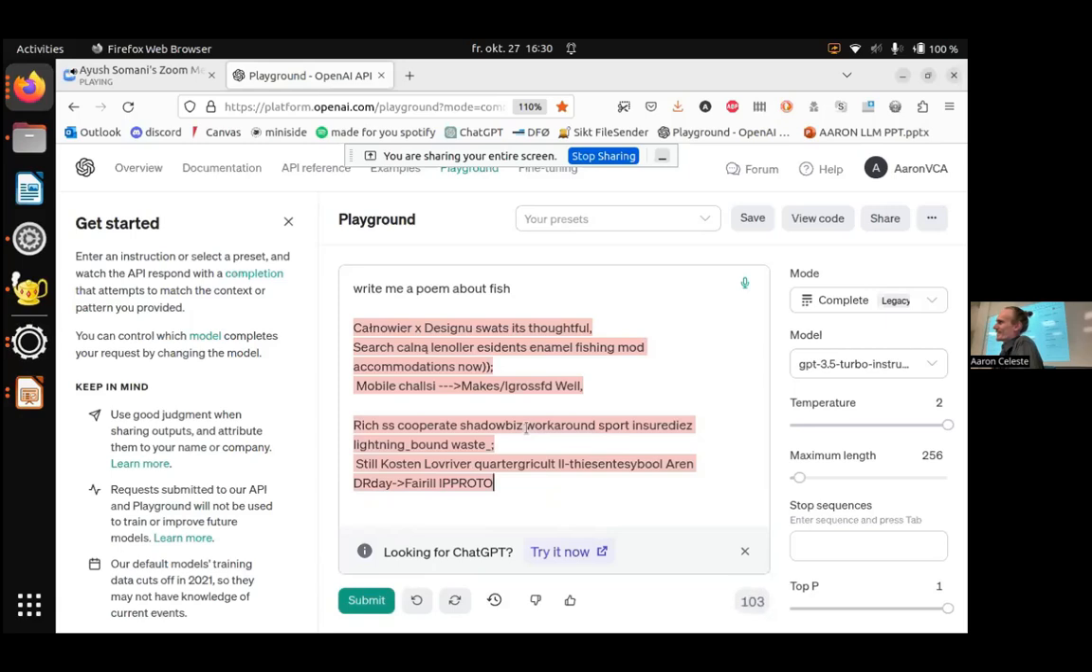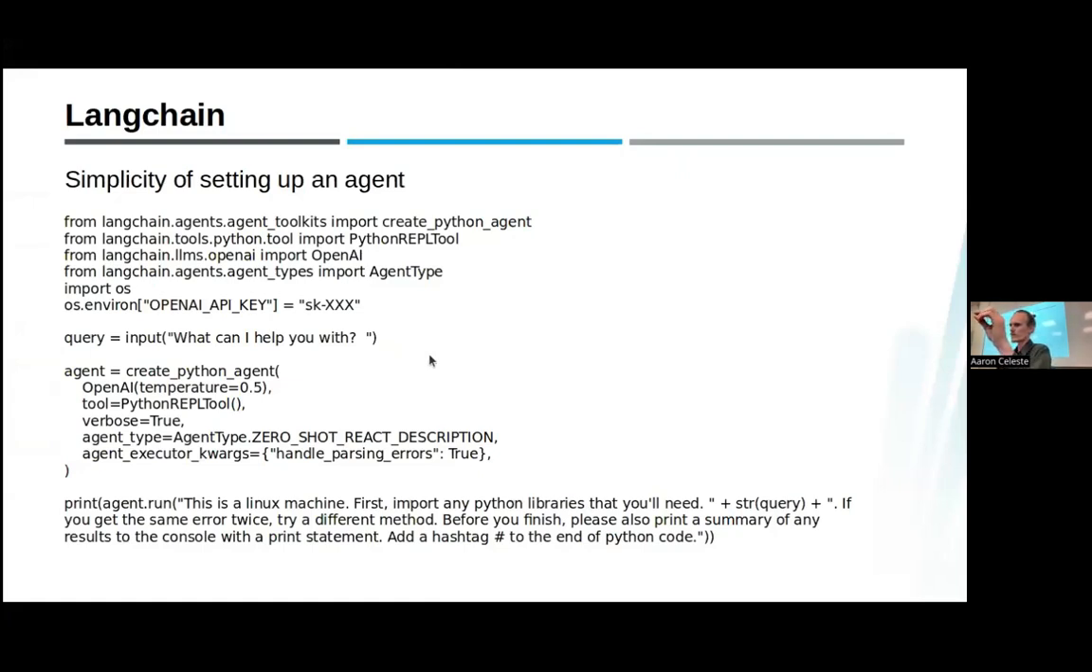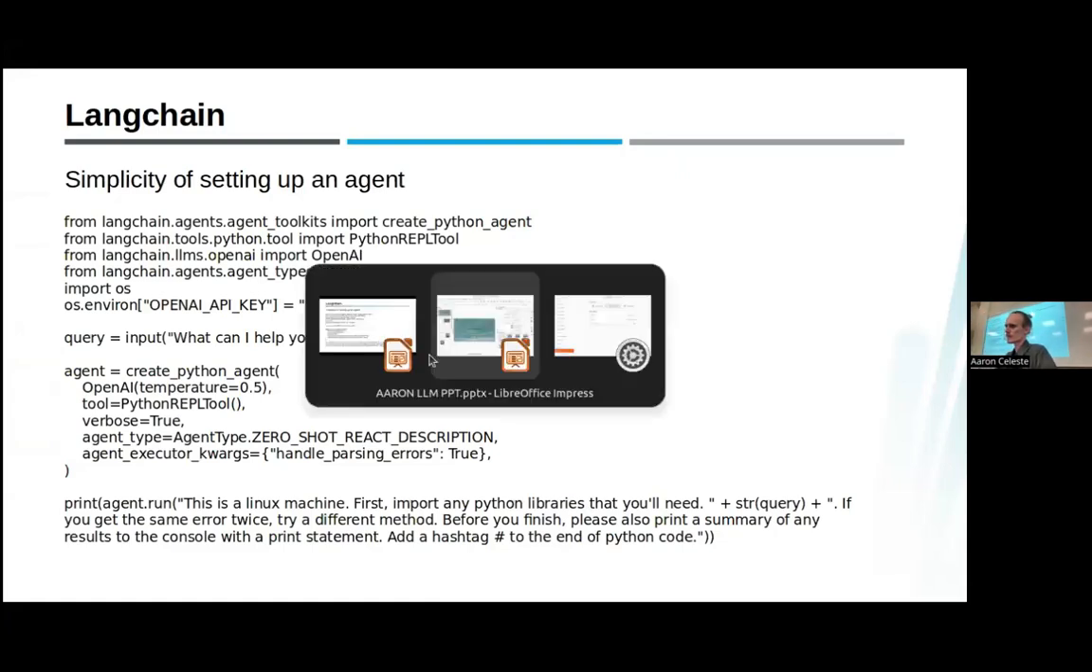So this is when your temperature is too high. Can you read it aloud? I can't read it, but I can sure try. There are some non-English letters here. Colnweir ex disognu swats is thoughtful. So that's a high temperature. And the interesting part is that back in the code, you can set this. When you define your OpenAI variable, you can say temperature. So that's going to be very easy.